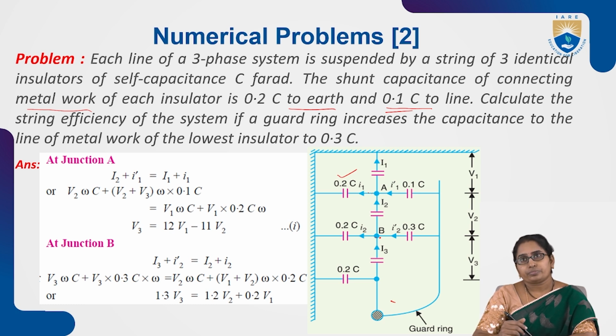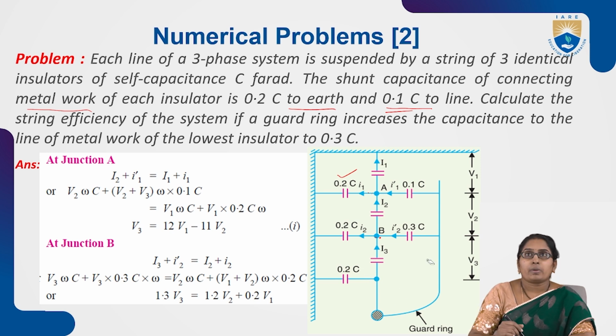So here that is what it is, shown. First see that first the currents are marked. Okay, if a guard ring is there in the system, we know that is explained in my last lecture. If a guard ring is connected in the system, what will be there?